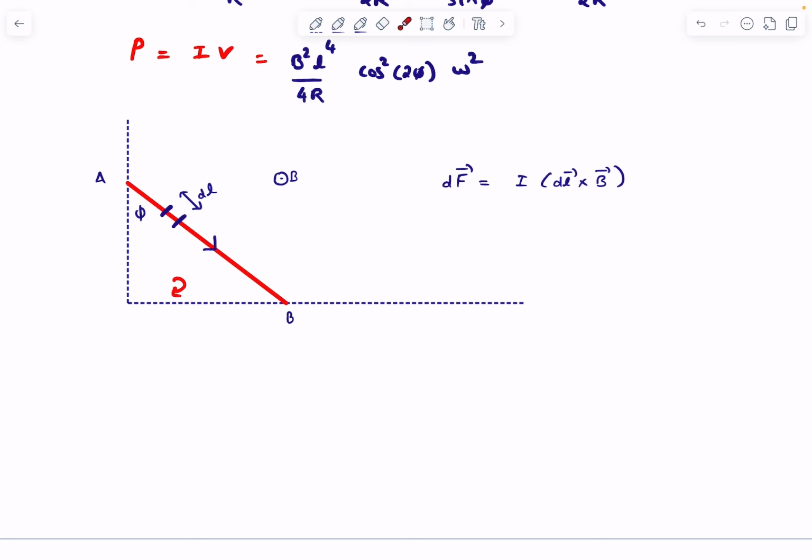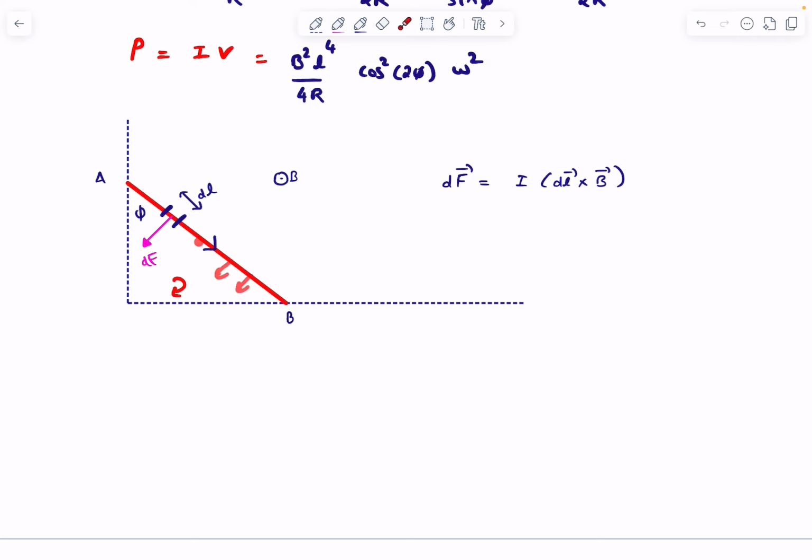Here dl vector is considered to be a vector whose magnitude is equal to the length of the segment, and it's in the direction of the current flow. In this tiny element that we just figured out, dl vector is in the direction of AB, right? And the magnetic field is out of the page. So if you do dl vector cross B vector, the direction of the Ampere force turns out to be in this perpendicular direction. Okay, so this is the direction of dF. The interesting idea is, it doesn't matter which tiny element of the conductor you take, the Ampere force will always be in the perpendicular direction.